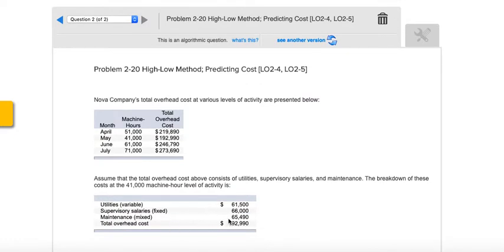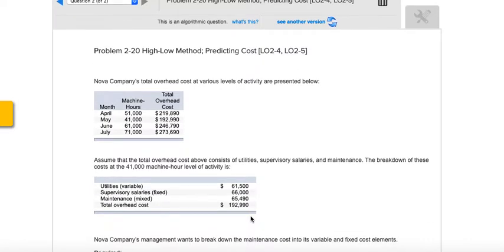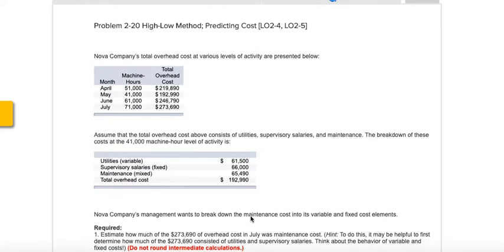And so we can come down here and we can see this breakdown. For example, at the 41,000 hour machine level of activity, we see that our utilities are variable, our supervisory salaries are fixed, and our maintenance is mixed. So we've got to figure out of that $65,490 how much is fixed and how much is variable. So what we're going to do is estimate how much of the $273,690 of overhead cost in July was maintenance. First you're going to figure out how much was utilities and how much was supervisor salaries.